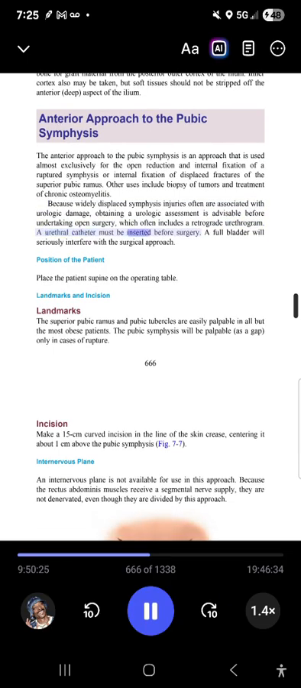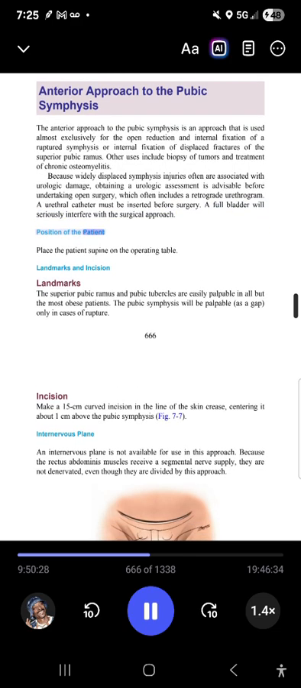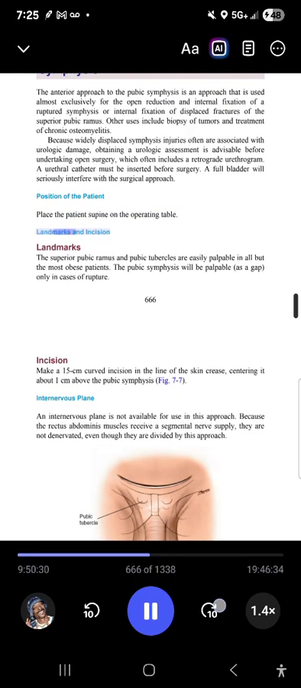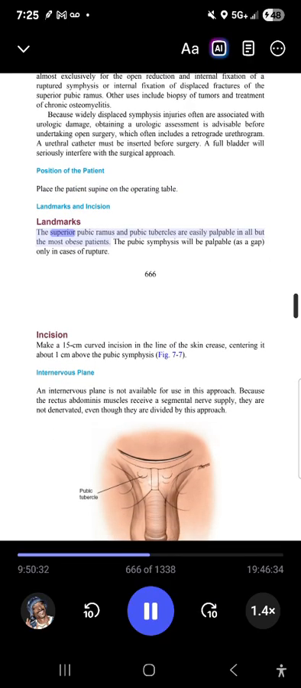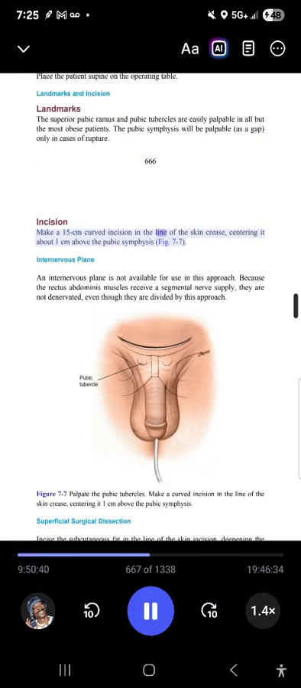A urethral catheter must be inserted before surgery. A full bladder will seriously interfere with the surgical approach. Position of the patient. Place the patient supine. Landmarks. The superior pubic ramus and pubic tubercles are easily palpable in all patients. Incision. Make a 15 cm curved incision in the line of the skin crease.